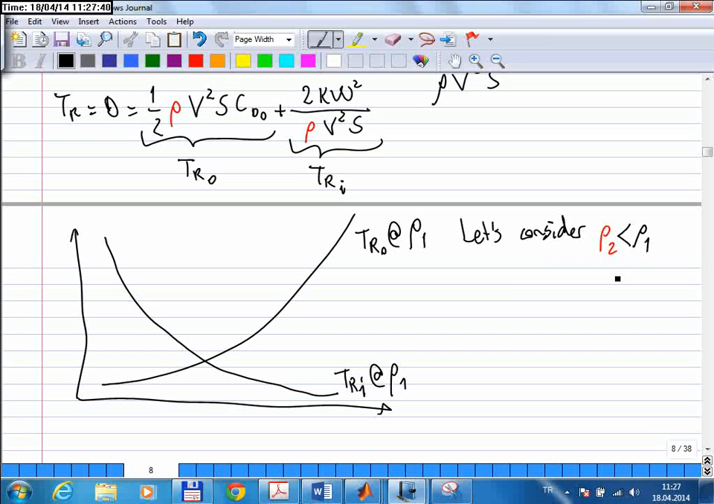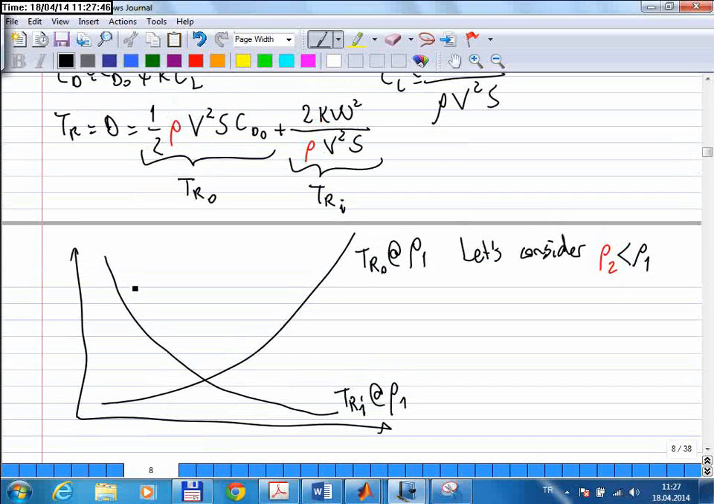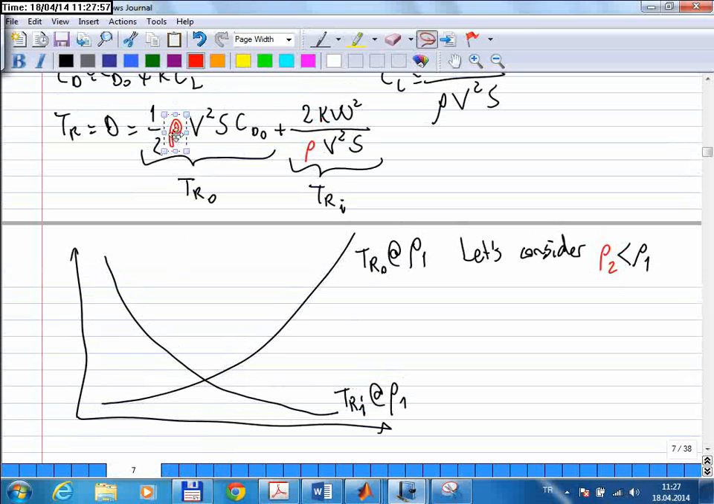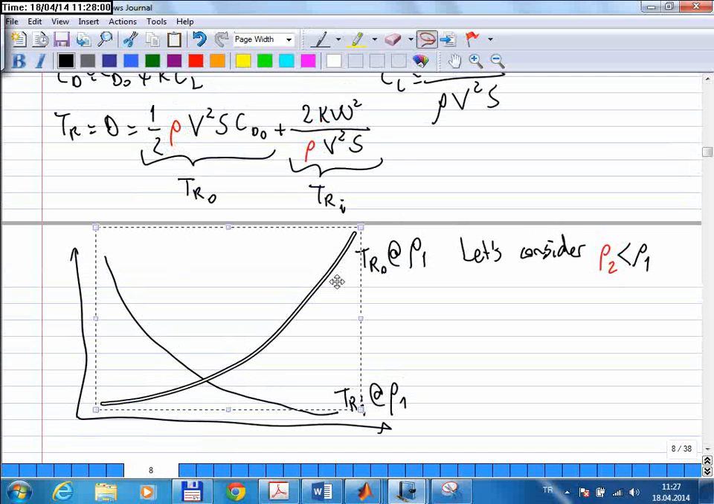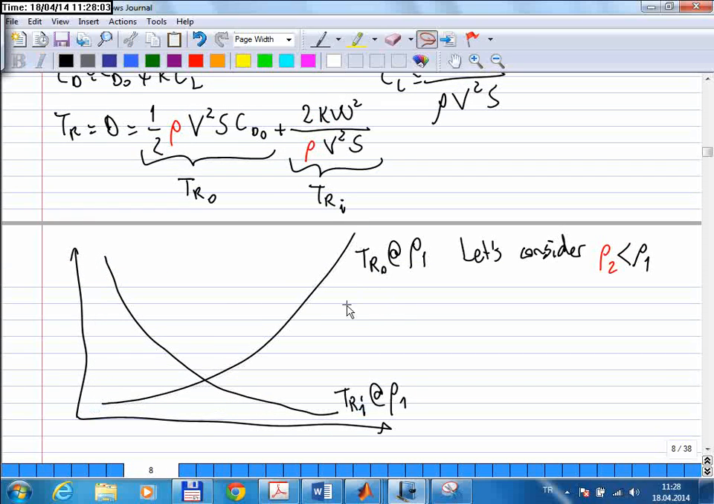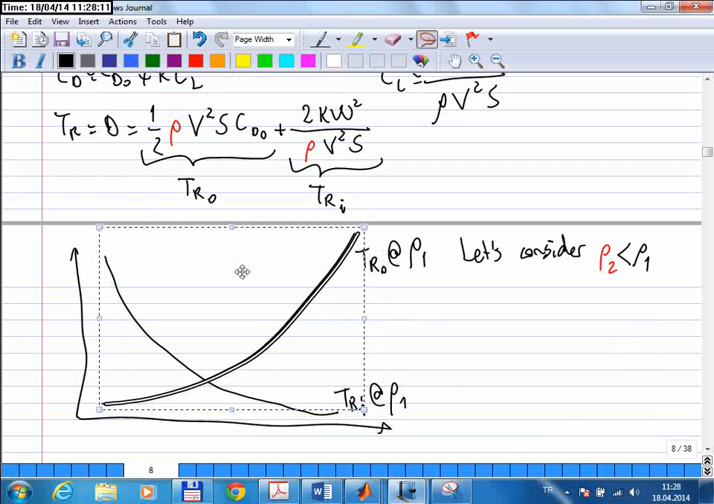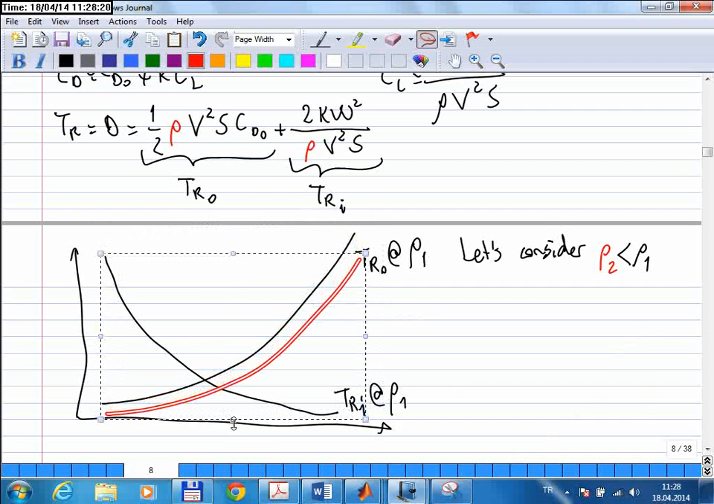Now the aircraft climbed to a higher altitude. So if you go back to these equations, if rho is a smaller value, then TR0 will be smaller, right? Because you'll be using a smaller value for rho. So that means for the second altitude, it's going to be something like this. Let me make it red. And since we will be multiplying with a smaller rho value, it's going to be scaled like this, right?